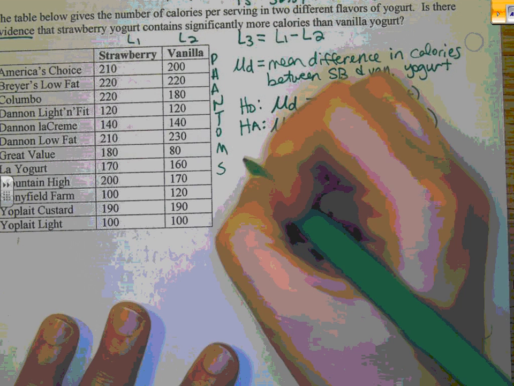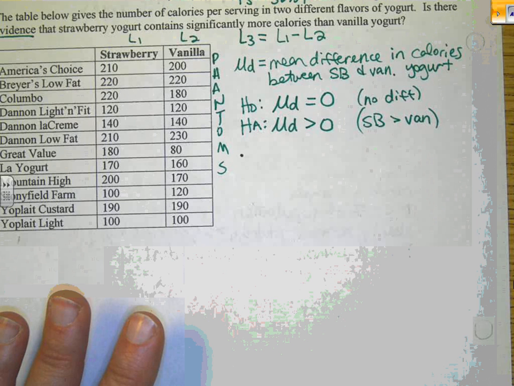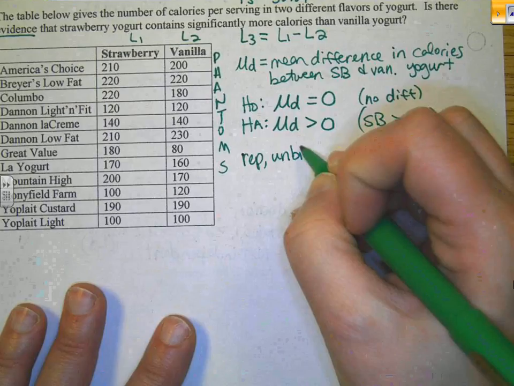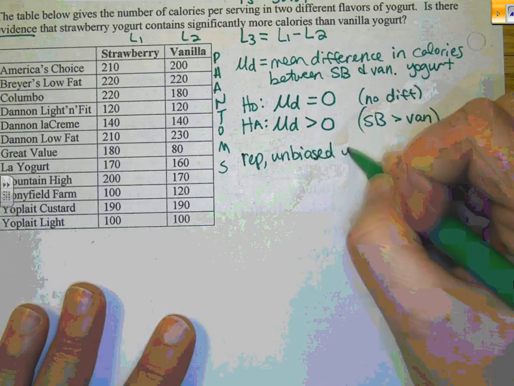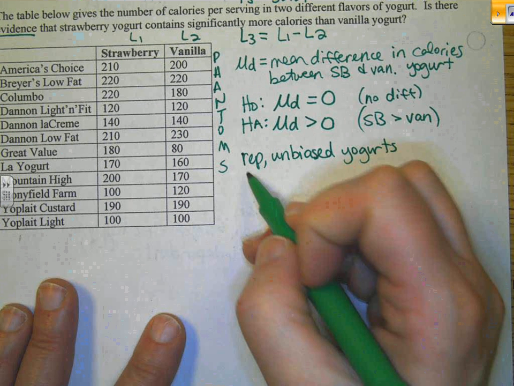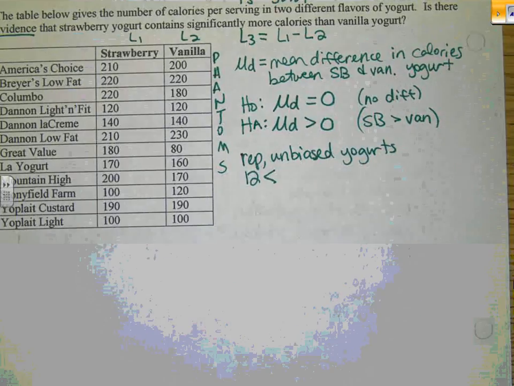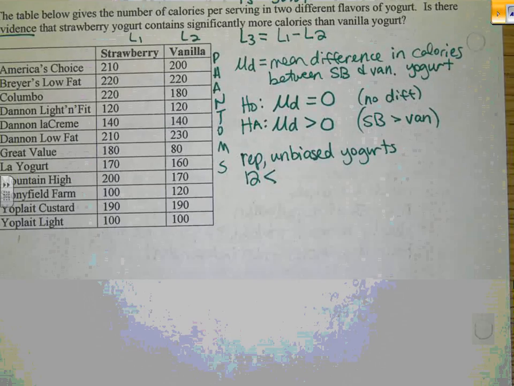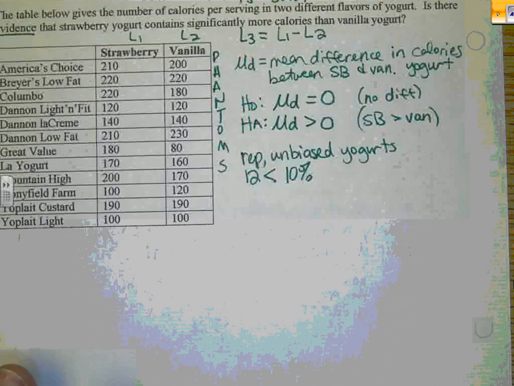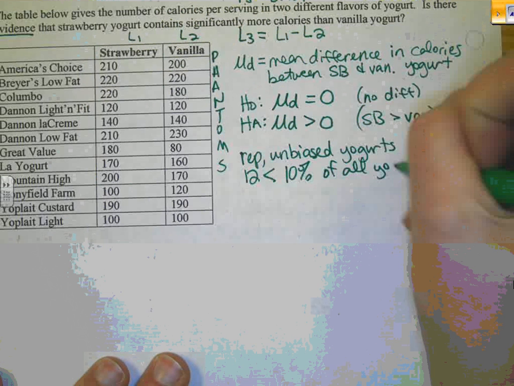Assumptions, conditions. Do we have random samples? No. You think these are representative yogurts? Any yogurt experts here? Yes. Just the only one I'm a little questionable. I think it's questionable. There's 12 again. Is that less than 10% of all yogurt? Are there more than 120 yogurts that have both vanilla and strawberry yogurt brands? Nobody knows. Maybe in the whole world.